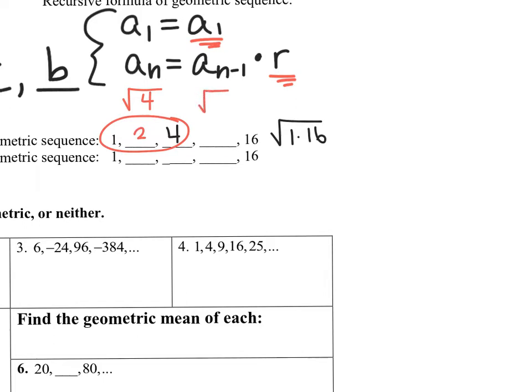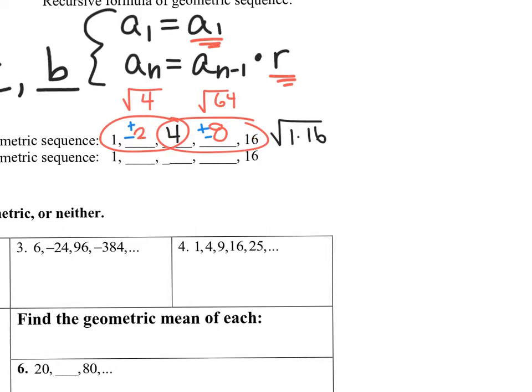and this is the square root of 64, which is 8. These numbers could technically be positive or negative, because you don't know if the common ratio is positive or negative. So it could go positive, positive, positive, positive, positive, or it could go positive, negative, positive, negative, positive. So that's why I need to put that plus or minus.